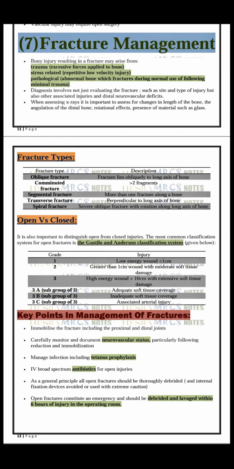What is the difference between open and closed? It is the skin. If you have injury to the skin at the site of the fracture, so this is an open fracture or compound fracture.